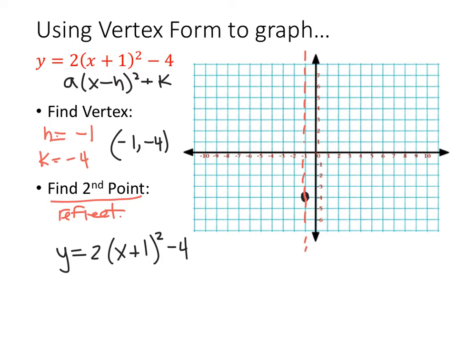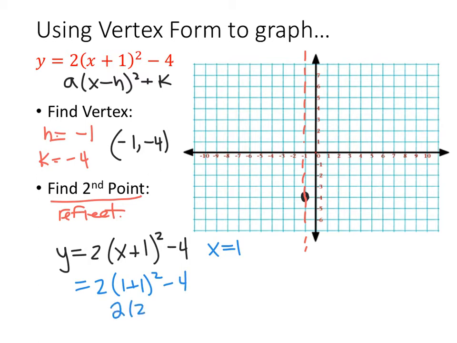I like using positive numbers, and let's just say I'm going to use 2. 2 might be off the graph, so maybe I'll choose 1. And so what I'm going to do is choose that x equals 1. So I want to find an ordered pair for when x equals 1. And so all I'm going to do is plug that into my equation. So 1 plus 1 squared minus 4, and then I'm going to solve that.